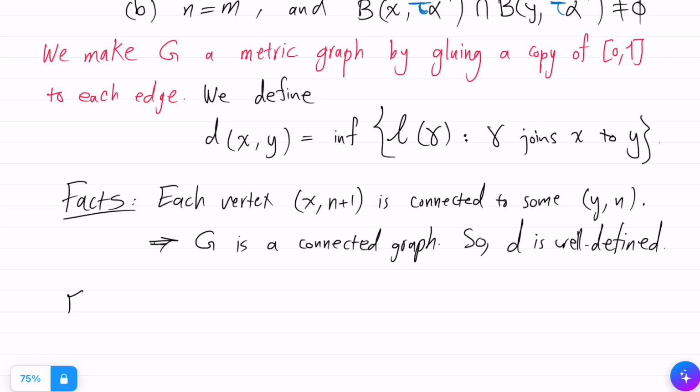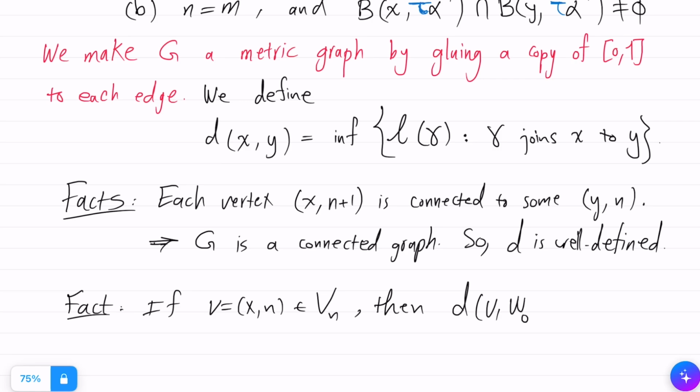Okay, in fact, you can actually prove that if v is x_n, that is, it is in level n, then first of all, there is this, again, vertical upward path to the root. So distance of v to the root, which we denoted w_0, is at most n, because there is a path of length n, but also you cannot do any better, and easy to show, so that's n.